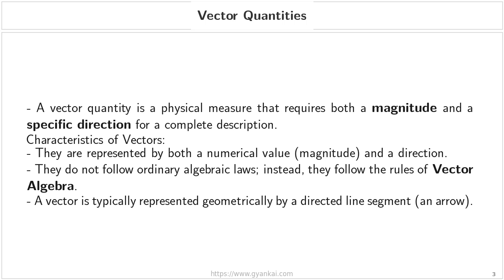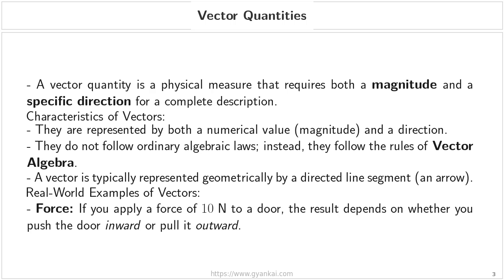Finally, if you were to draw a vector geometrically, we typically represent it using a directed line segment, which looks like an arrow, where the length represents the magnitude and the tip of the arrow points in the specific direction. To make this more concrete, let's look at some real-world examples. First, consider force. Imagine you are applying a force of 10 newtons to a door. The outcome of your action depends entirely on direction. The result is very different if you push the door inward versus pulling it outward.